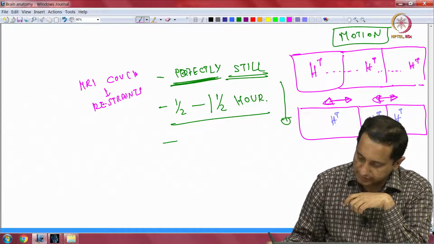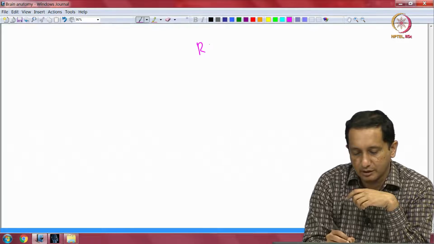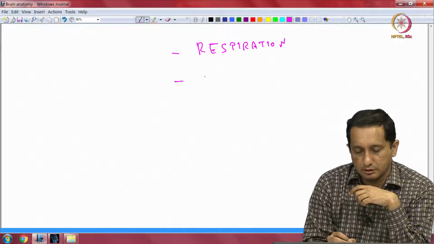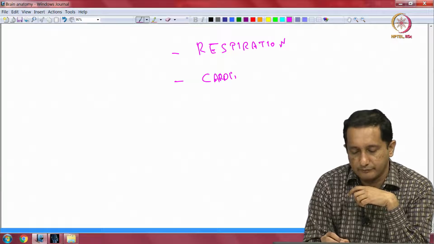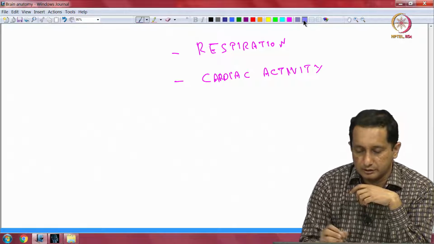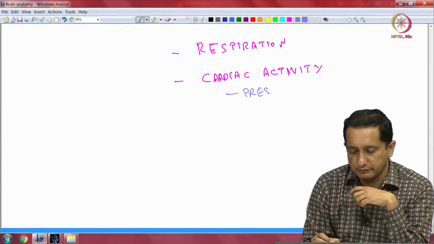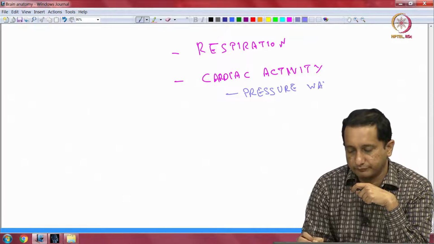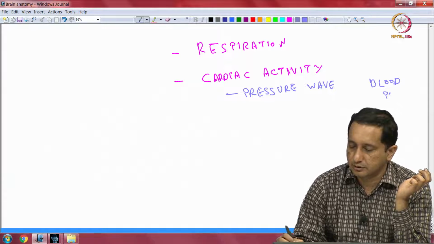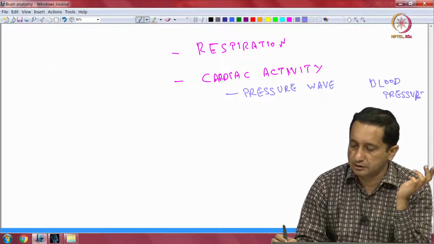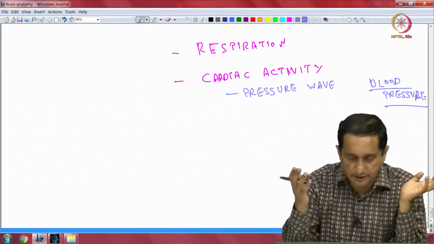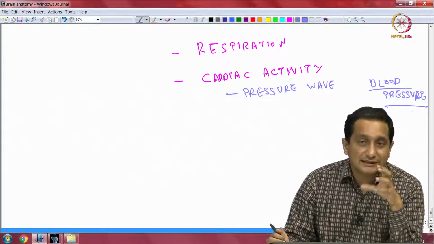It is with two very interesting problems. One is respiration, cardiac activity, and in relation to cardiac activity, the pressure wave. When we understand the phenomenon of blood pressure, all of us have heard this term. It's a very common term, known as high blood pressure is a disease, low blood pressure is also a disease. So what does the term blood pressure mean?